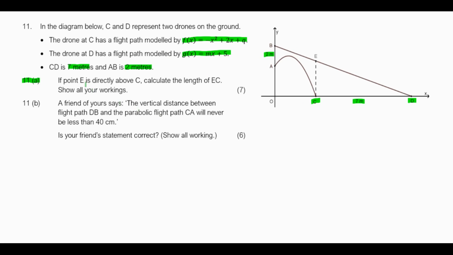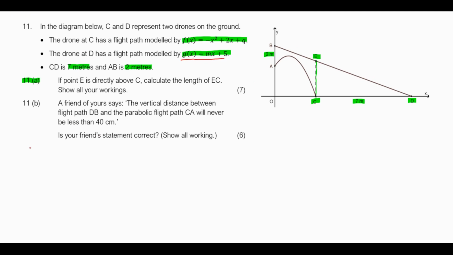If point E is directly above C, calculate the length of EC. Show all your calculations. Let's check what we have here. For BD, the drone at D has a flight path modeled by g of x is equal to mx plus 5.